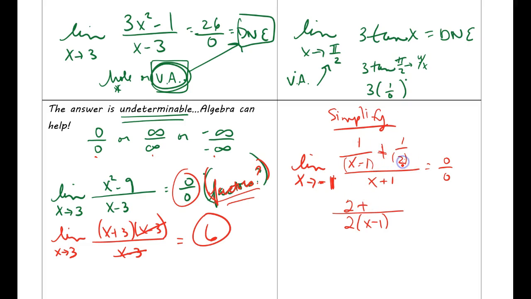This one was missing the x minus 1, so I need to multiply the numerator by x minus 1. And then on the bottom, we have an x plus 1. Okay? So when this happens, we simplify this. We've got 2 plus x minus 1. Well, that's an x plus 1 over a 2.